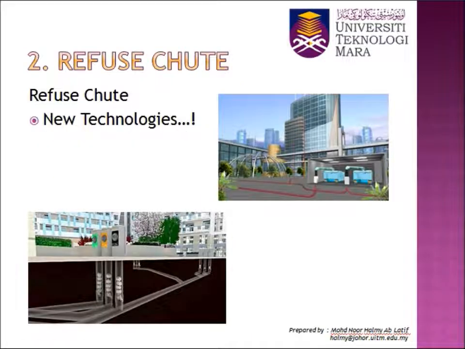So refuse chute, new teknologi yang ada sekarang. Negara kita mungkin belum ada lagi, tapi di overseas mungkin dah ada. So terus je daripada bawah tanah tu, saluran waste tu ditransport ke center-center waste management.